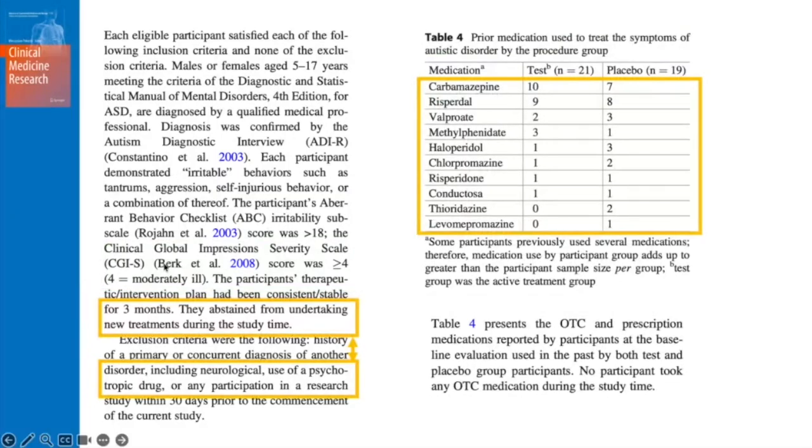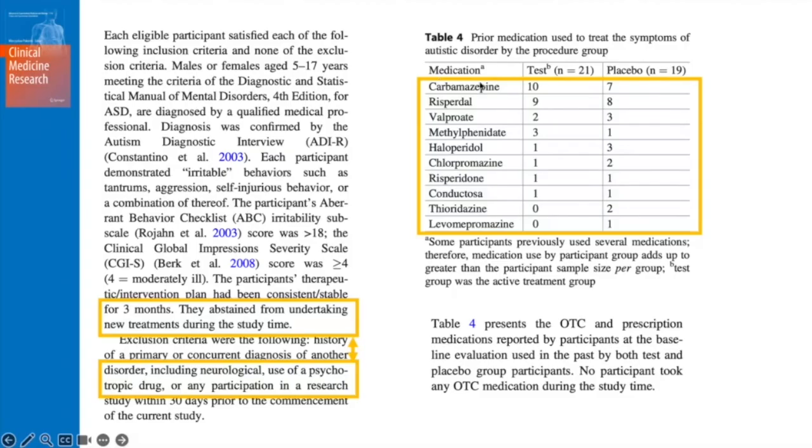And then they say that they abstain from undertaking new treatment during the study time. And they say that they should not be included in case of any other disorder, including neurological, including use of psychotropic drugs and participation in research. So if we follow these selection criteria, people should not have psychotropic drugs when included in the study, and they should not change their psychotropic drugs. So basically, they should have no new treatment during the study time, so no psychotropic drugs.